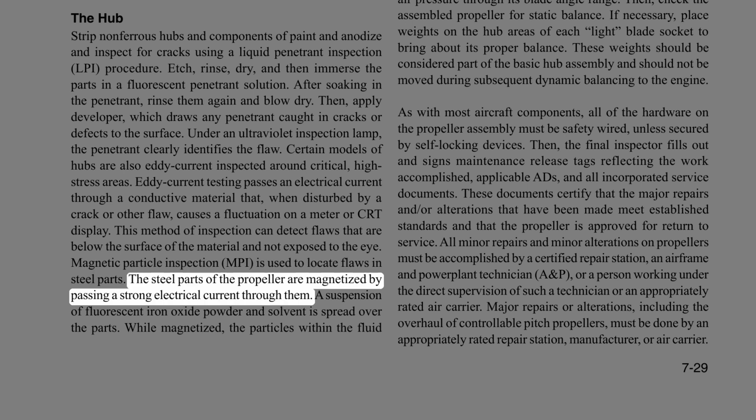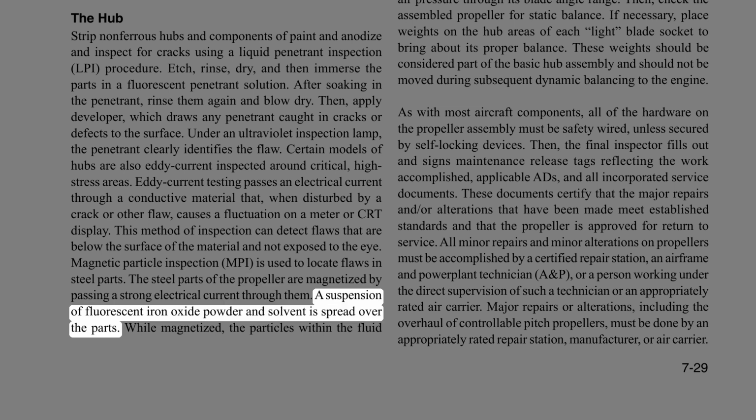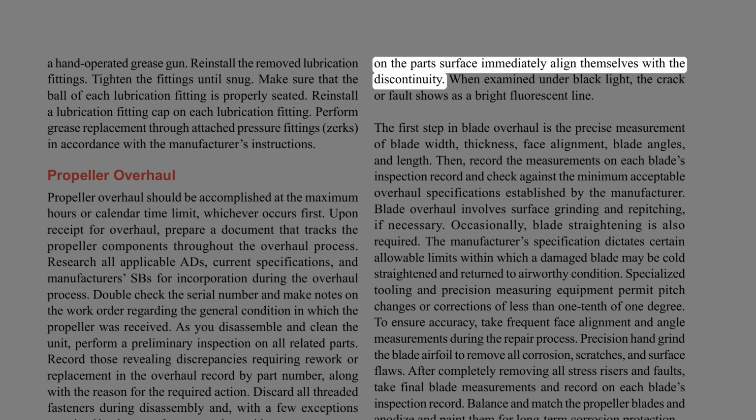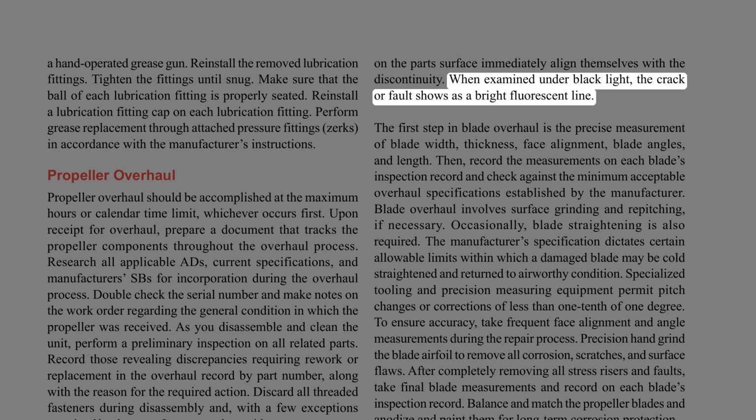The steel parts of the propeller are magnetized by passing a strong electrical current through them. A suspension of fluorescent iron oxide powder and solvent is spread over the parts. While magnetized, the particles within the fluid on the part's surface immediately align themselves with the discontinuity. When examined under black light, the crack or fault shows as a bright fluorescent line.